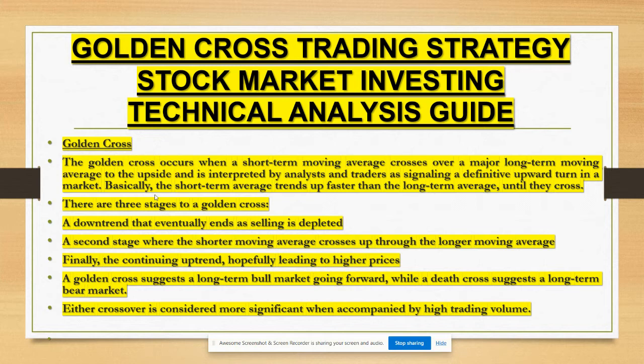The second stage is where the shorter moving average crosses through the longer moving average. So you must have seen when the 15-day moving average crosses the 200-day moving average. Okay. Finally, the continuing uptrend, hopefully leading to higher prices. So once it breaks out, it goes higher and higher and higher. The golden cross suggests a long-term bull market going forward, while a death cross suggests a long-term bear market. Either crossover is considered more significant when accompanied by high trading volume. So when the crossovers are supported by volumes, it gives a double confirmation on the trend.